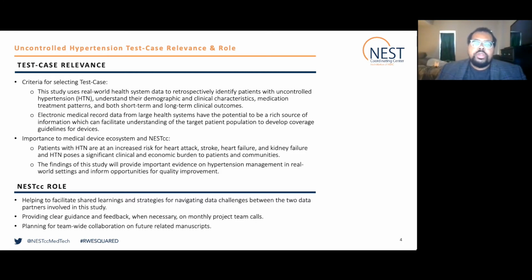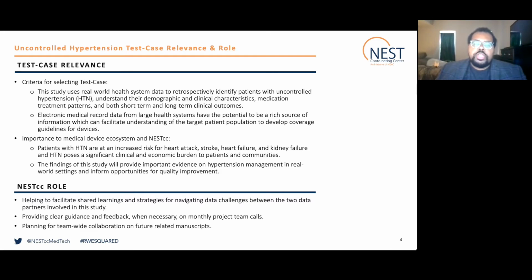Another important criterion in the selection of this test case is the ability to gather electronic medical record data from multiple large health systems, which have the potential to be a rich data source to better understand the targeted patient population. This test case has an inherent value to the medical device ecosystem and NEST by providing important and quality evidence on hypertension management in real-world settings and an avenue to implement quality improvement measures.